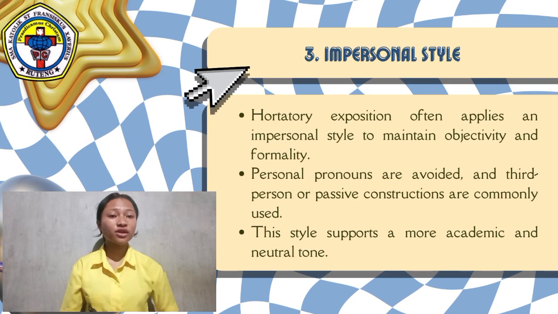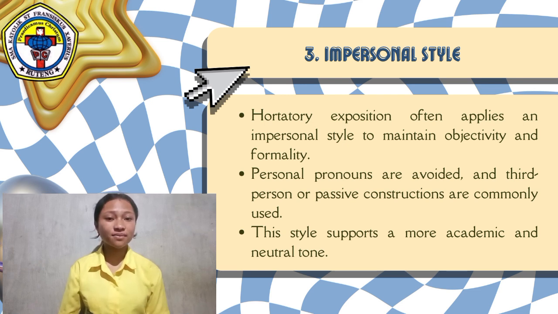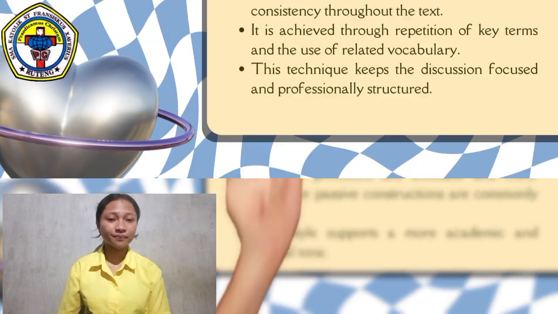Third, impersonal style. Hortatory exposition often uses an impersonal style to maintain objectivity and formality. Personal pronouns like I or we are usually avoided. This makes the text more academic and neutral.